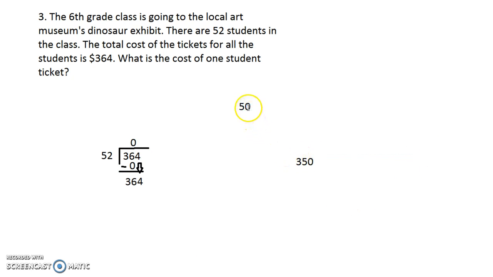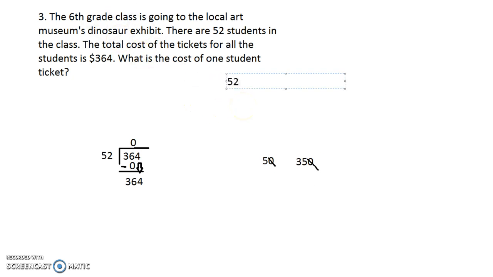So all we have to figure out is how many times can 50 go into 350? And an even easier way to do that is just get rid of these zeros. So how many times can 5 go into 35? Well, that's 7, right? 5 times 7 equals 35. So let's try 7 real quick and see if that works for us.